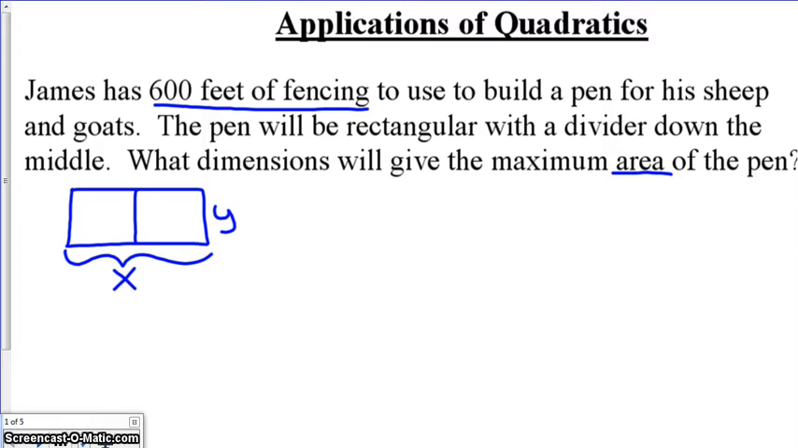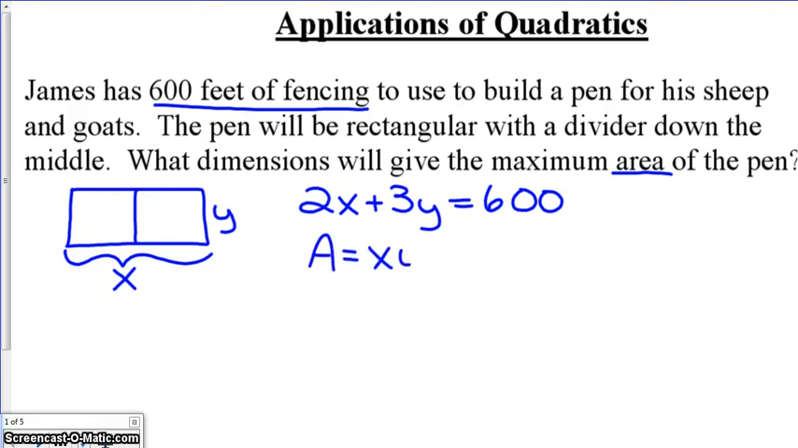600 feet of fencing is talking about the perimeter, but we also have a divider down the middle. So when I do my length and width, I don't just have 2x plus 2y, I have 2x plus 3y because of that additional divider. That is my perimeter equation to get my 600 feet of fencing. I also need an area equation. Area for a rectangle is length times width, which in this case, it's x times y.